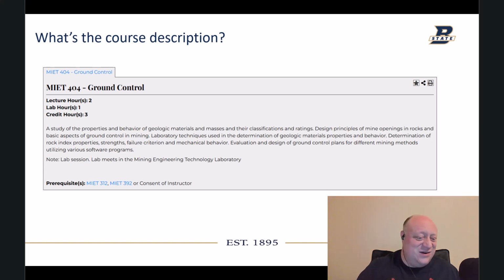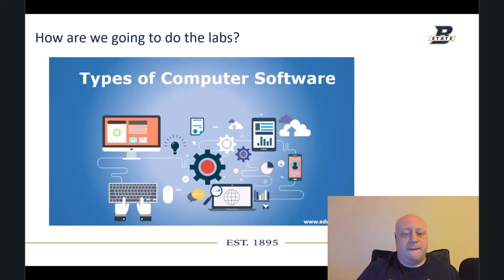And it says, note, lab session meets in the Mining Engineering Technology Laboratory. I had tried to readjust that to get both in-person and virtual, but we will be virtual only now. So we will be working through that, though, and we'll talk about that in a bit. And that bit is right now.